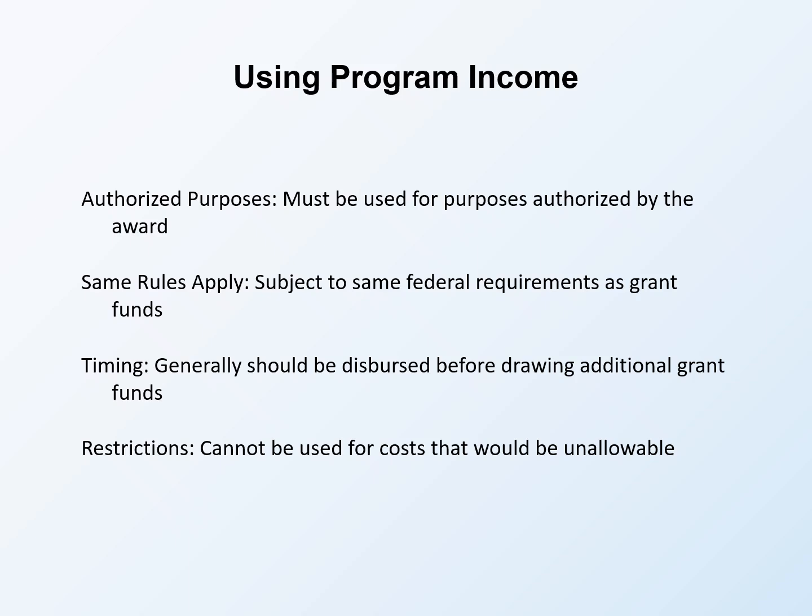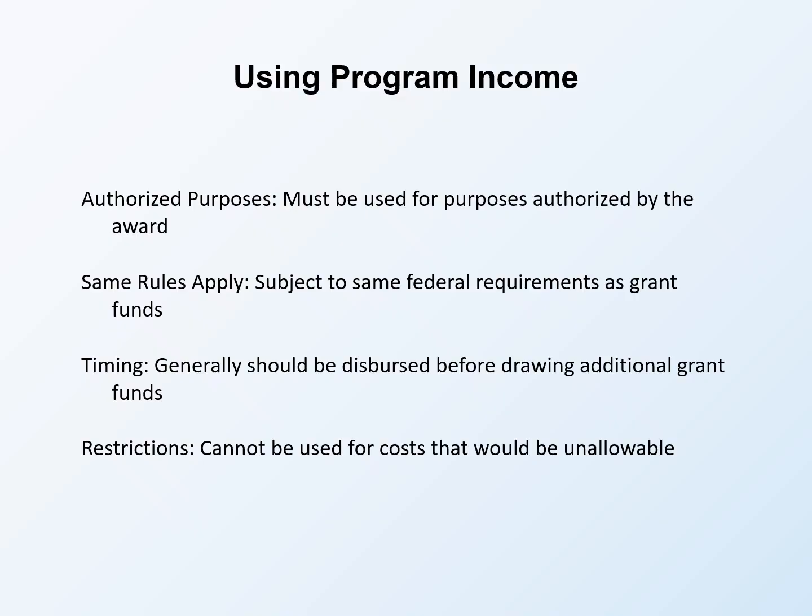The same rules apply to program income as to federal grant funds. Cost principles governing allowability, allocability, and reasonableness apply equally. Procurement requirements apply when purchasing with program income. Documentation requirements are the same. Program income does not escape federal oversight simply because it originated as earned revenue.